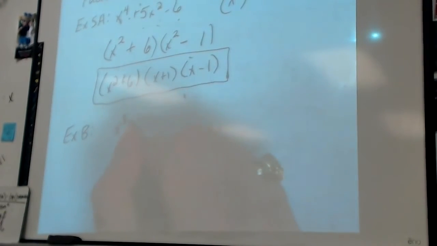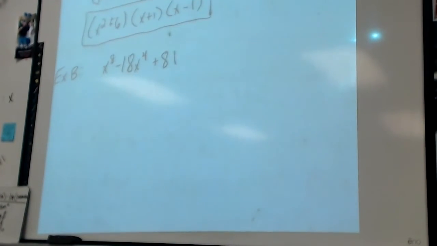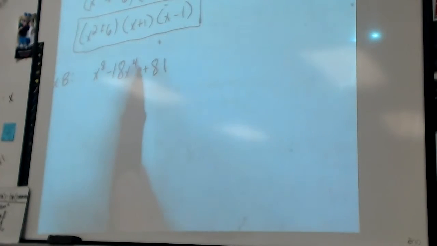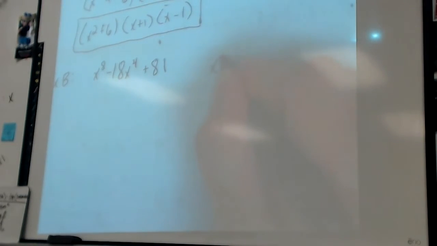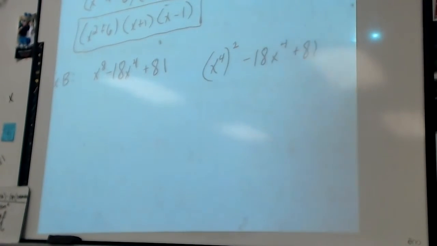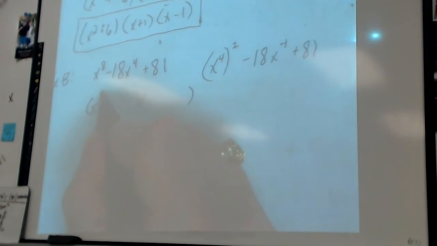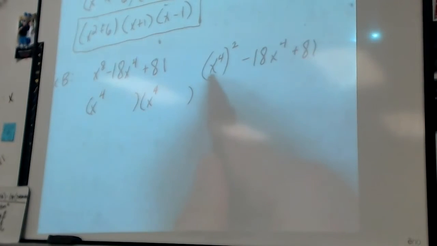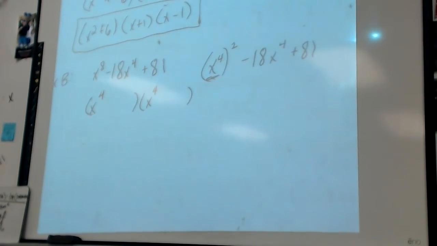x to the 8th minus 18x to the 4th plus 81. No GCF. So I want to look for quadratic form. Is it quadratic form? Yes. Because that's even. This is half of that. So this would be x to the 4th squared. Okay. So 2 sets of parentheses, but what's going to go at the front here? x to the 4th. Okay. The square root of x to the 8th is x to the 4th.